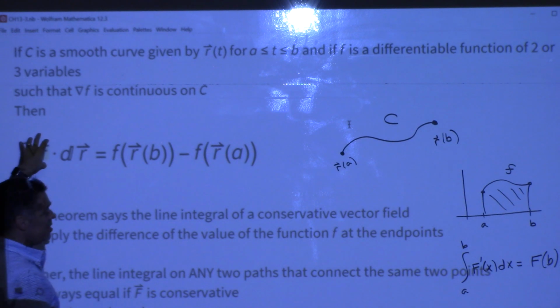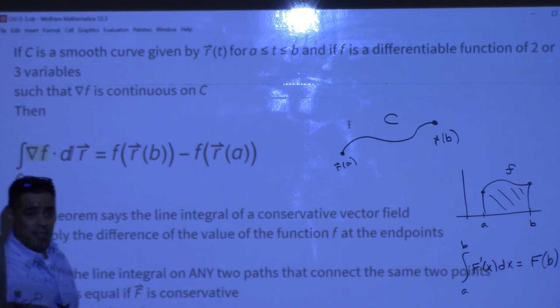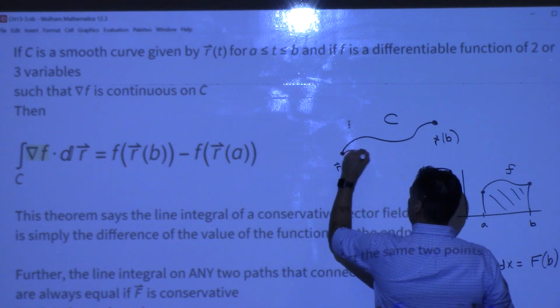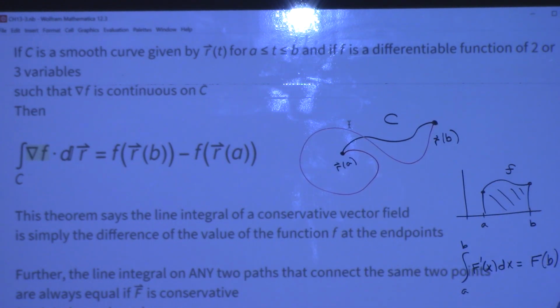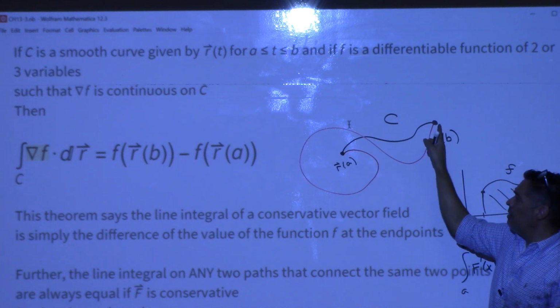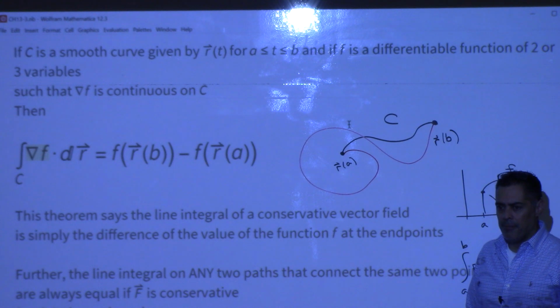As long as this is a conservative vector field, then the curve I draw is irrelevant as long as it starts here and ends there. Why? Because the answer should be just evaluating at the 2 endpoints. So the path does not matter as long as that's a conservative vector field. Does that make sense to you? Doesn't matter how I get from here to here. This integral, the work integral, will be the same.